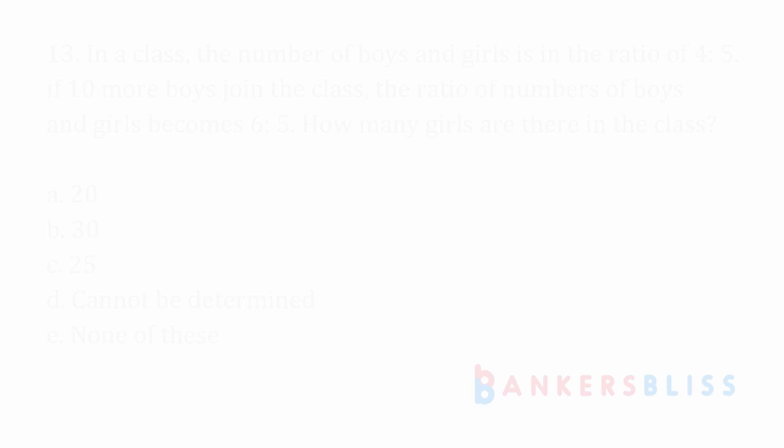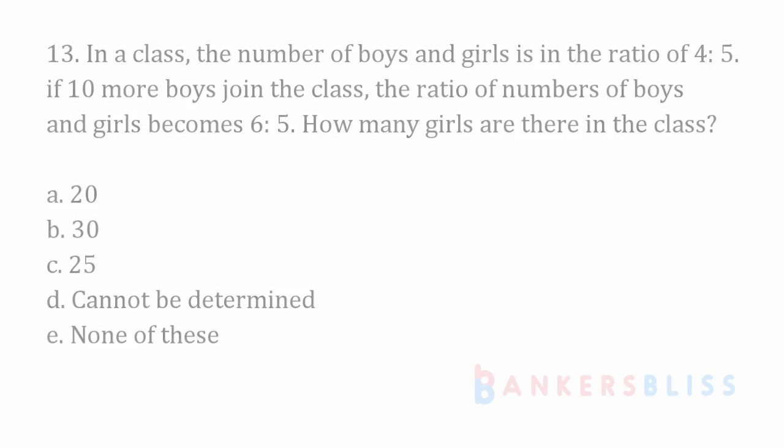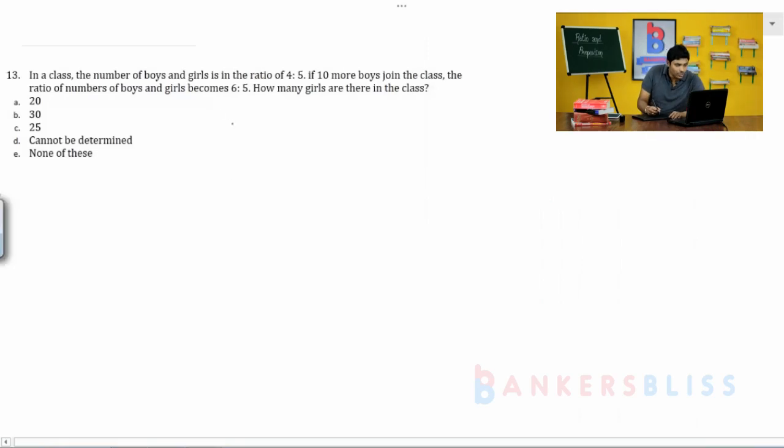Problem number 13. In a class, the number of boys and girls are in the ratio 4:5. If 10 more boys join the class, the ratio of number of boys to girls becomes 6:5. How many girls are there in a class? Now, you have to calculate how many girls are there in a class. See here, boys to girls ratio is 4:5. We can write it as 4x by 5x.